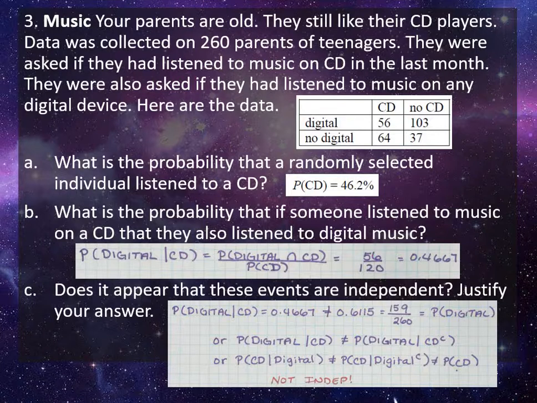You just need to be really careful because a lot of people would have said, oh, hey, look, 46.2, 46.7. That's within 2%. That's really close. They should be independent. But that's because you're comparing the wrong fractions. Okay?